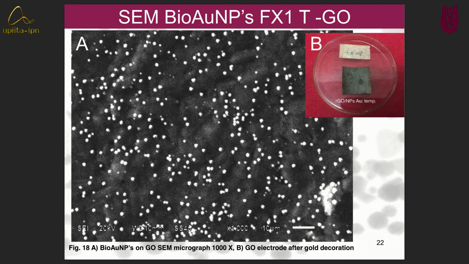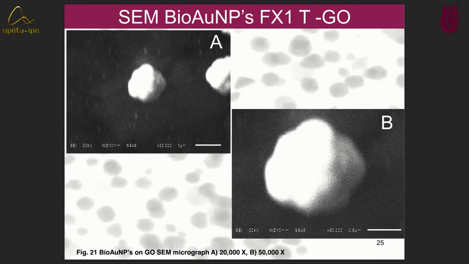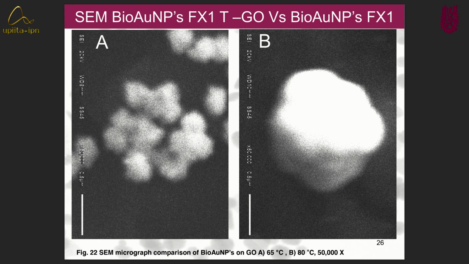Then we repeat the procedure, but making it 15 degrees higher, in order to see how this was going to change the implantation of gold. We saw in this micrograph that there were fewer particles in the material. Here is the same electrode with a higher magnification. Again, here is the highest magnification, 50,000 magnified, and we can see the morphology of these structures. They are bigger than what we were getting before in the colloidal state. Here is the comparison between the implantation or decoration of gold at 65 degrees and at 80 degrees.